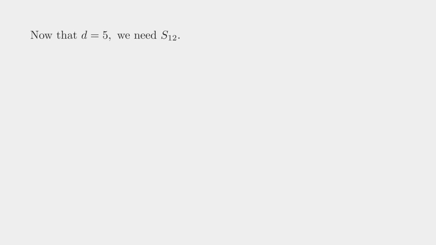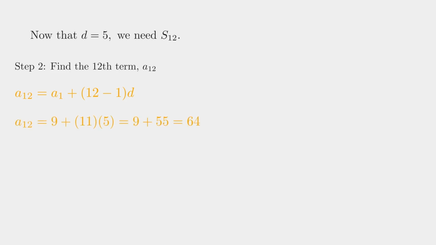So let's use our sum formula. Sn is equal to n over 2 into a1 plus an. We first need to find a12. Using the general formula again, a12 is equal to a1 plus 12 minus 1 times d. Replacing the value that we have in the general formula, we get a12 is equal to 64.